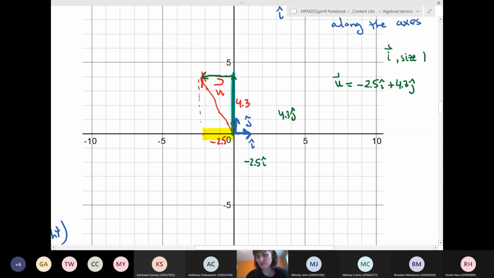So that's kind of confusing. You might say, well, what's the point? Here's the key thing. If I asked you guys, what is the point over here? Who can tell me the actual coordinates of the point at which the vector u is pointing? Anyone? Negative 2.5, positive 4.3. Perfect. Good job.